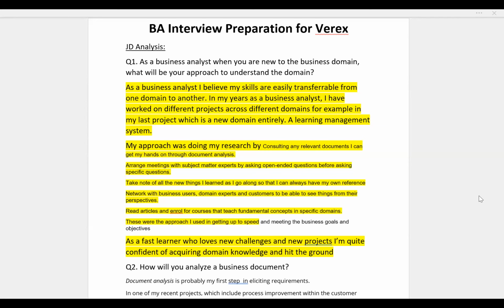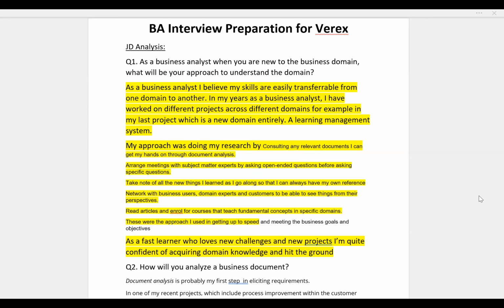Okay, so question number one says, as a business analyst, when you are new to the business domain, what will be your approach to understand the domain? See, why I prepared this question, because from the JD, I can see you have not worked in that domain, whatever domain that JD belongs to. So the interviewer might ask you how, as a business analyst, when you are new to the domain, you are going to understand that domain, what will be your approach?